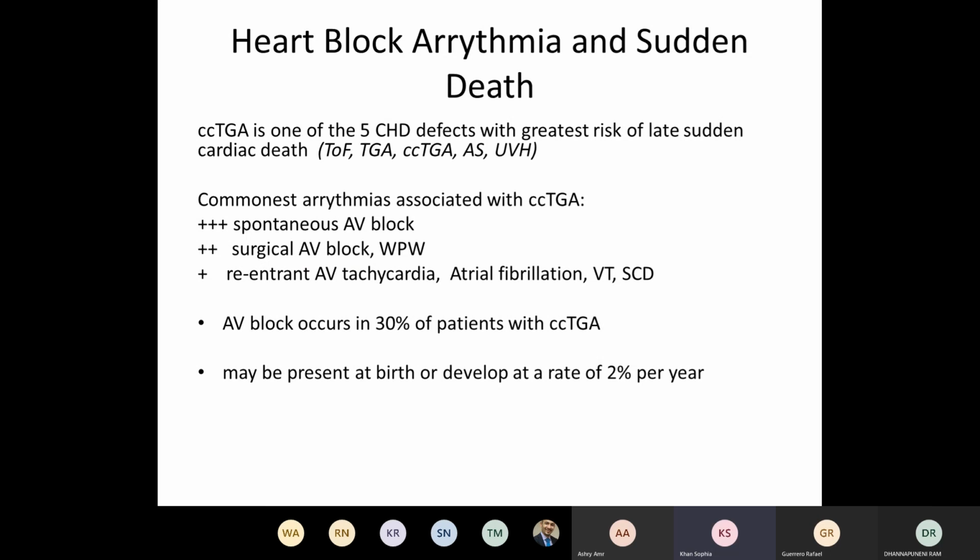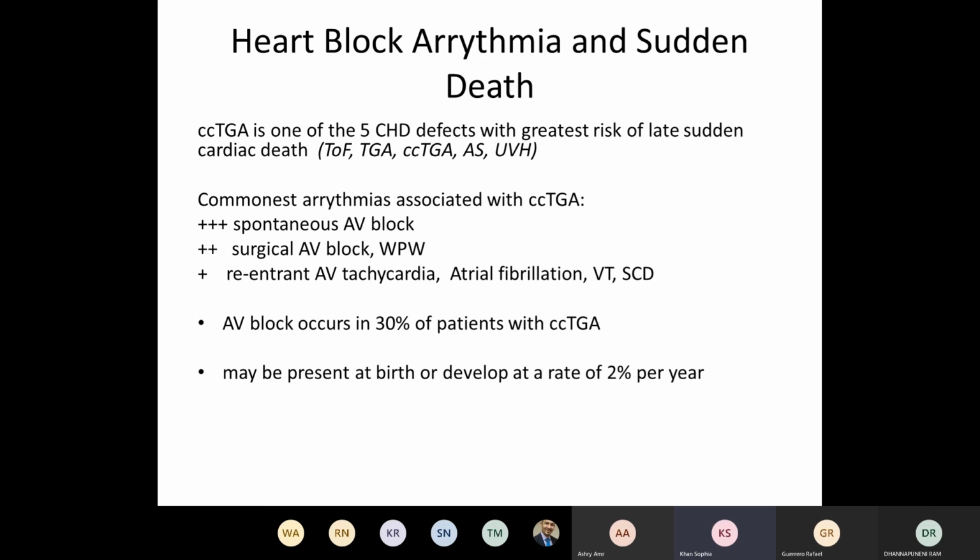Heart block, arrhythmia, and sudden death in this group of patients is one of the main concerns as well. There are 5 main congenital heart defects with the greatest risk of late sudden cardiac death, and this is one of them, the others being TGA, tetralogy of Fallot, aortic stenosis, and univentricular hearts. So we do say sudden death, but it's part of the follow-up of these patients to be aware and monitor for changes in the conduction and things that we can help with.